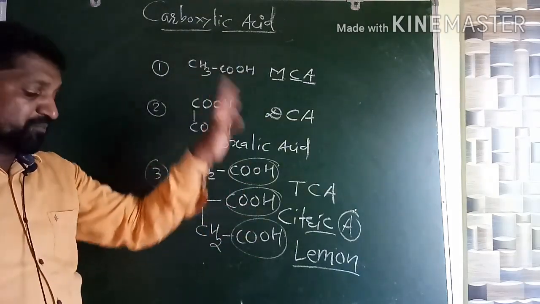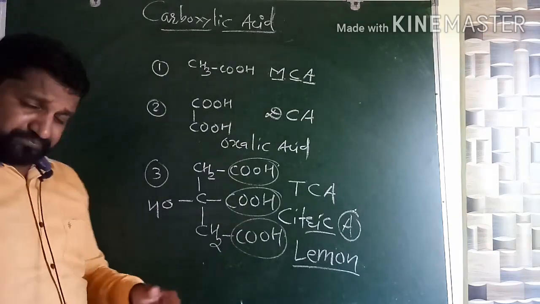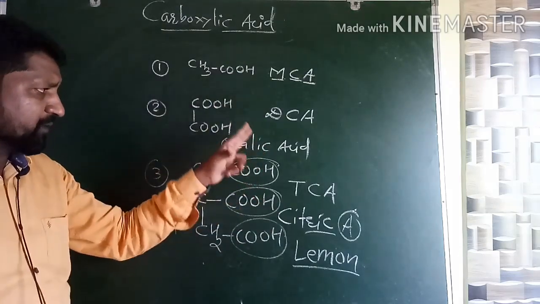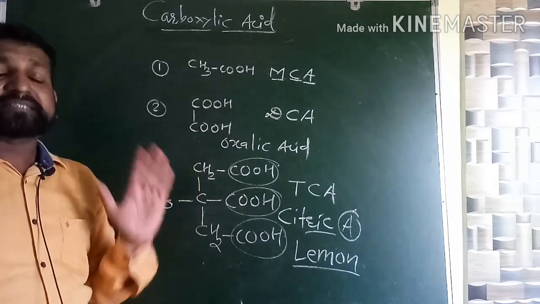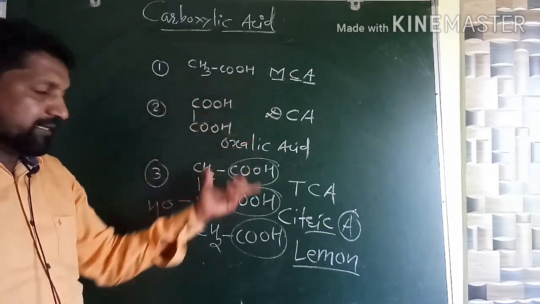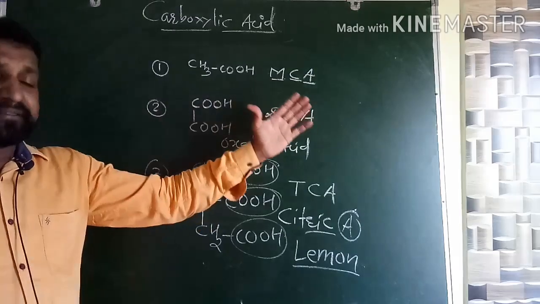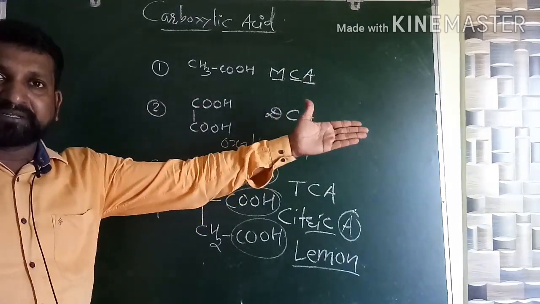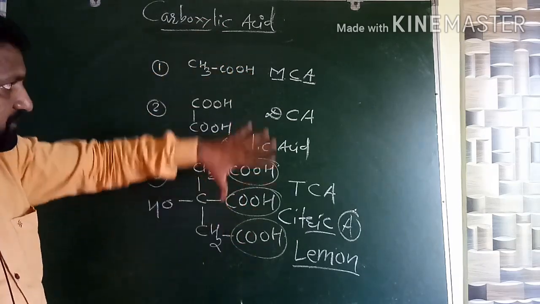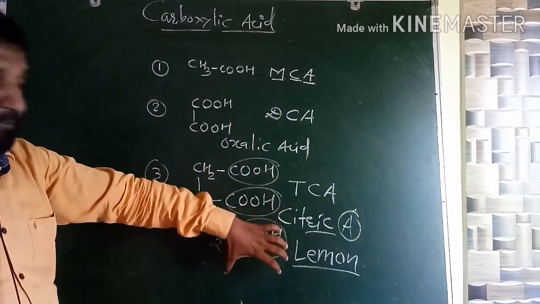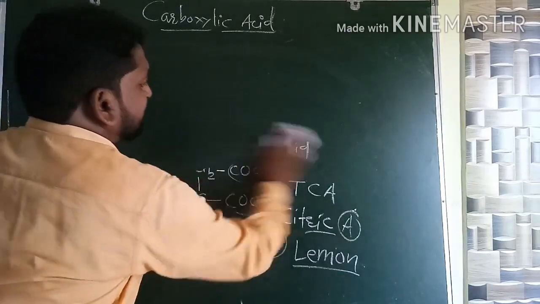So this is the classification of the carboxylic acid especially. Though the classification depends on the number of carboxylic groups, there are mainly two parts: aliphatic carboxylic acid. All these are aliphatic carboxylic acids. Though they differ in the number of carboxylic groups, still all these are aliphatic carboxylic acids. So this is the main classification of carboxylic acid.